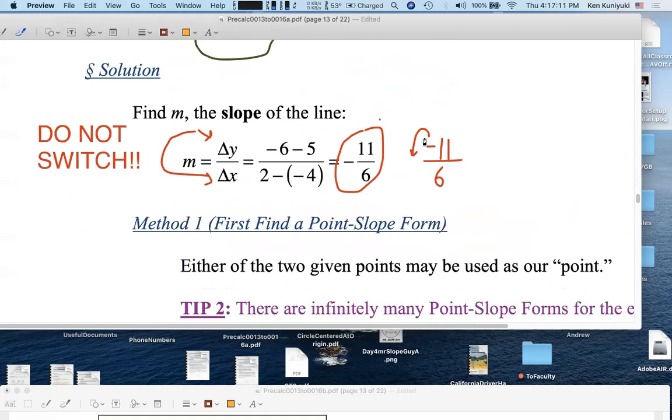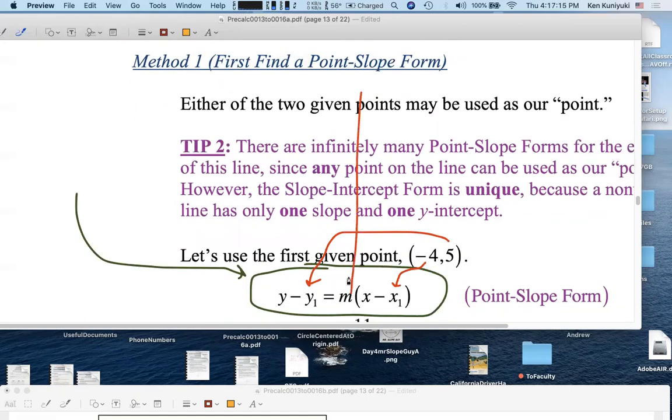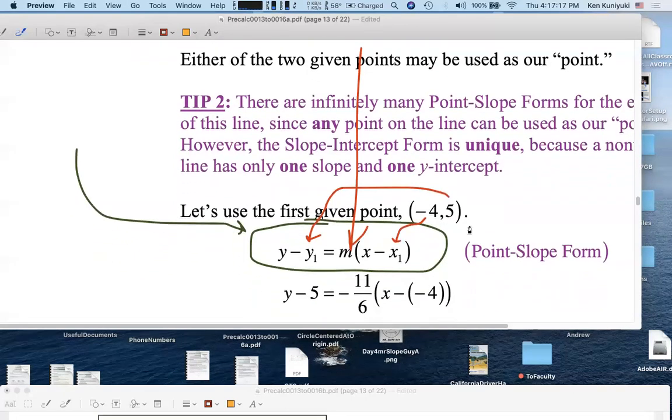The slope, we already found that. The slope was -11/6. All right, so then we get y minus 5 equals -11/6 times the quantity x minus -4. And that would count as point-slope form.